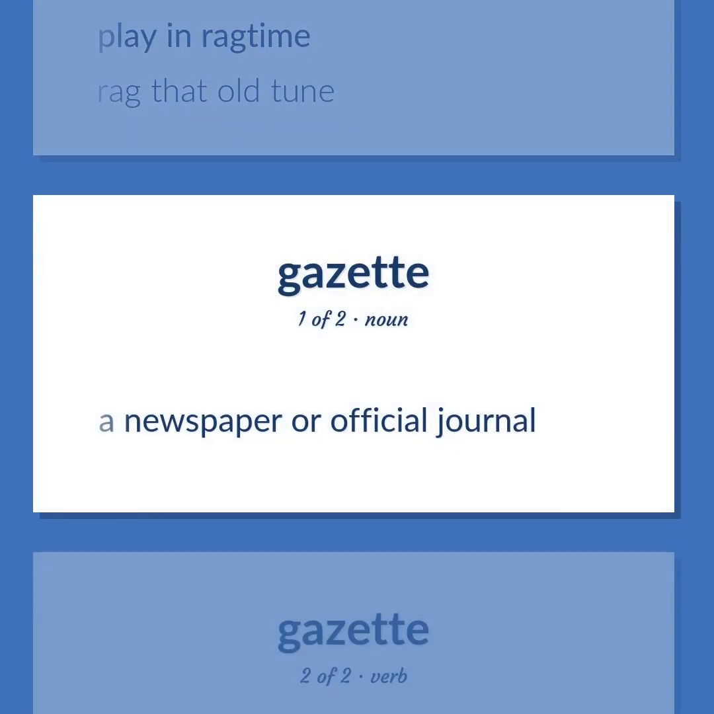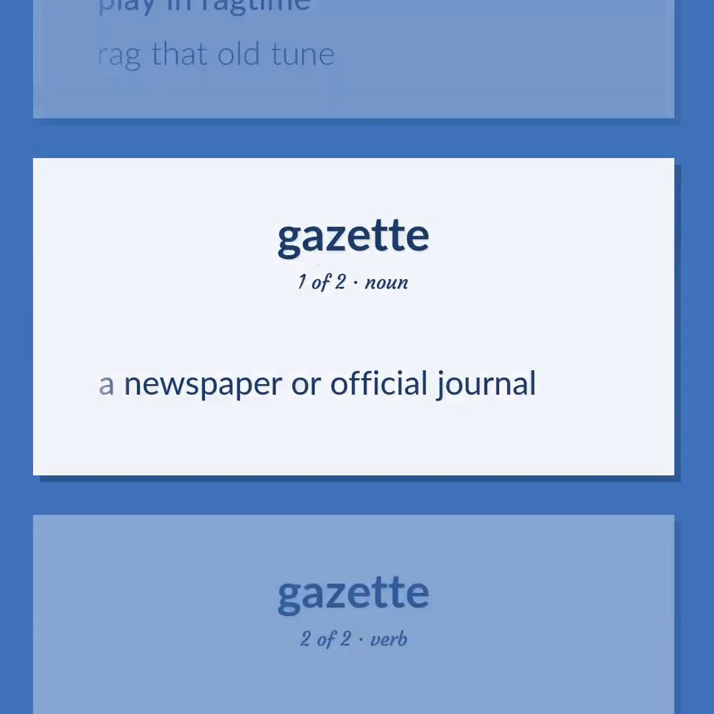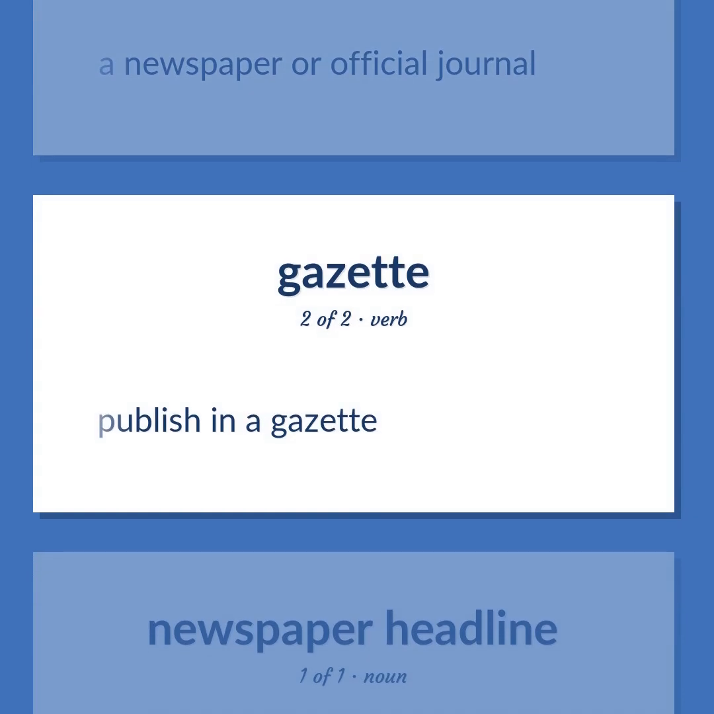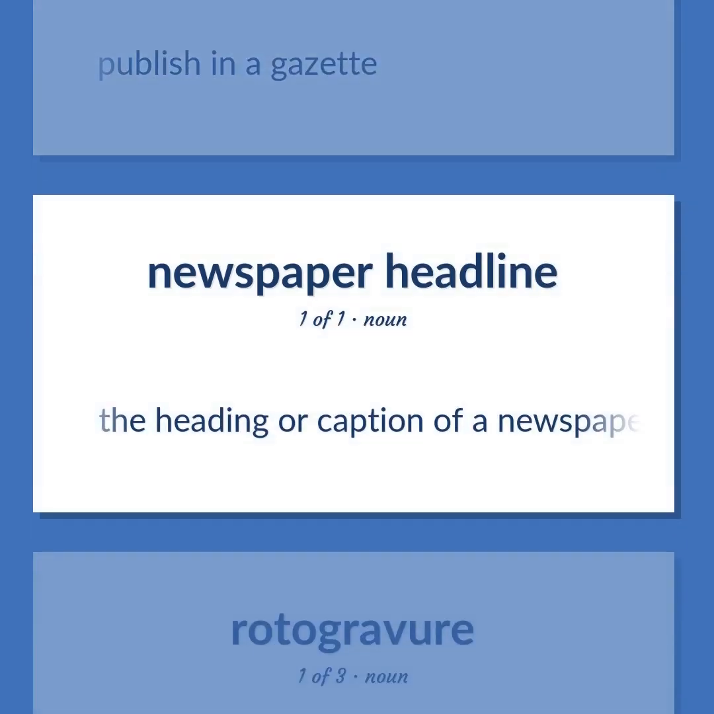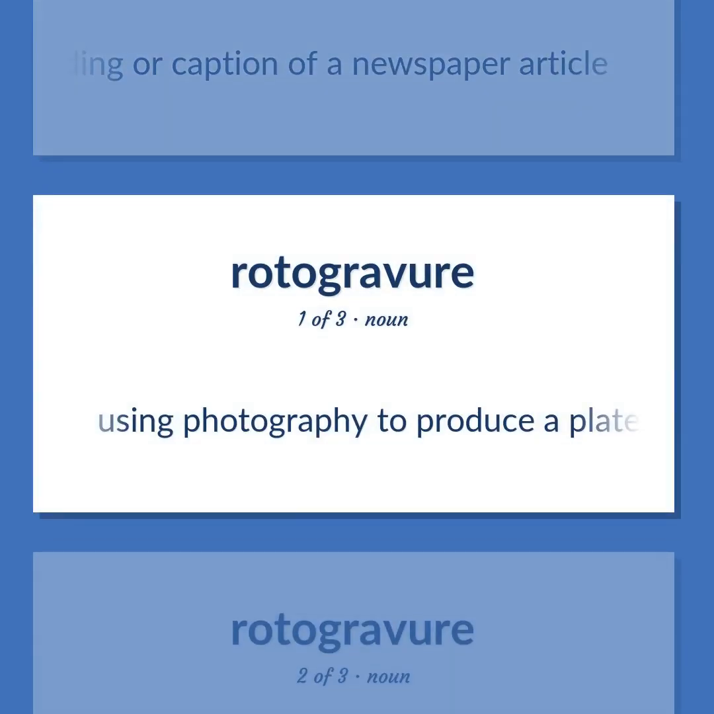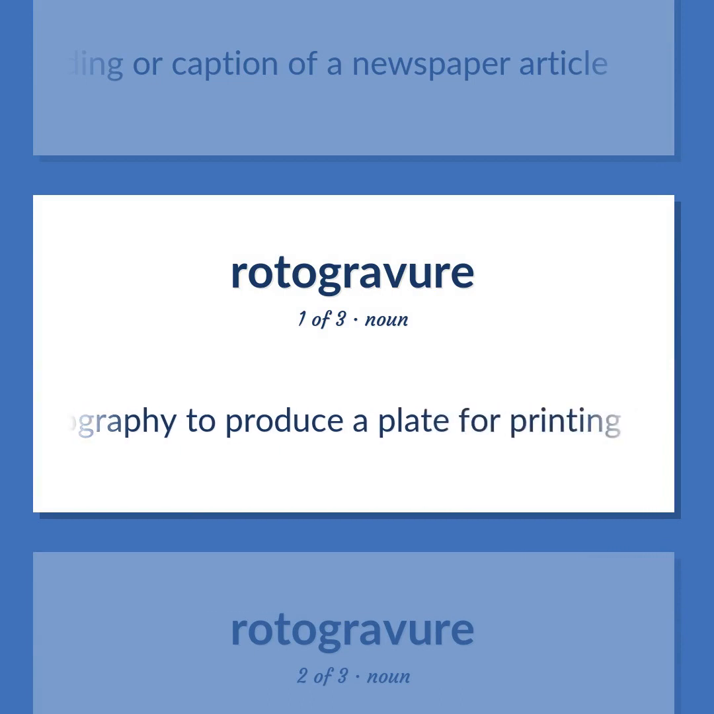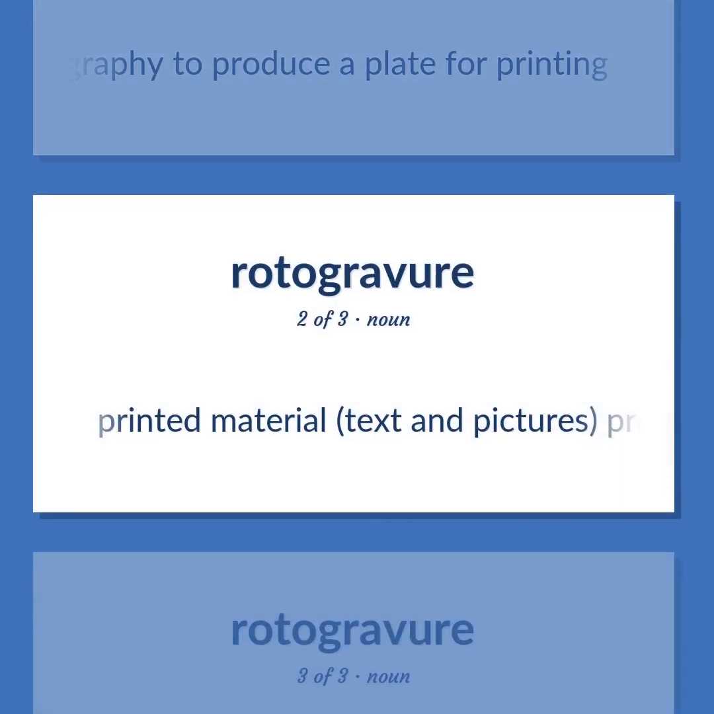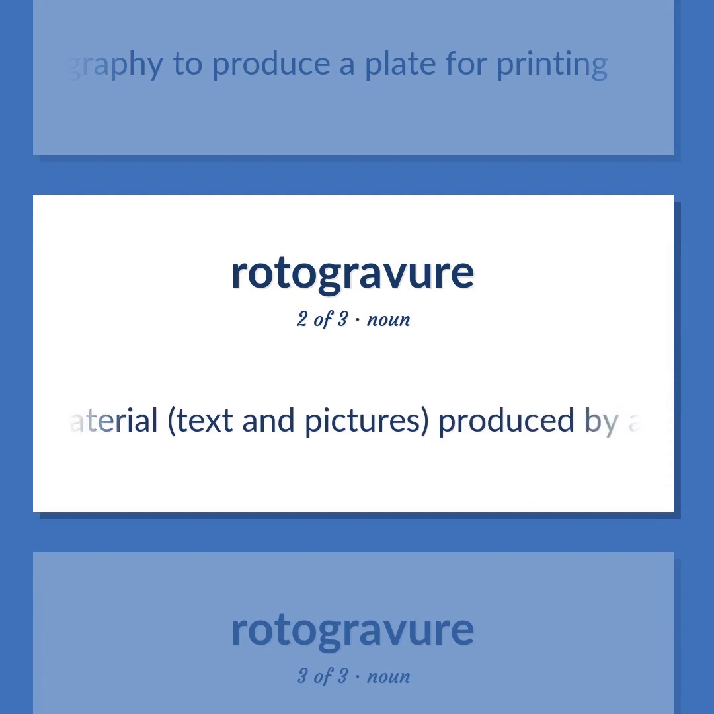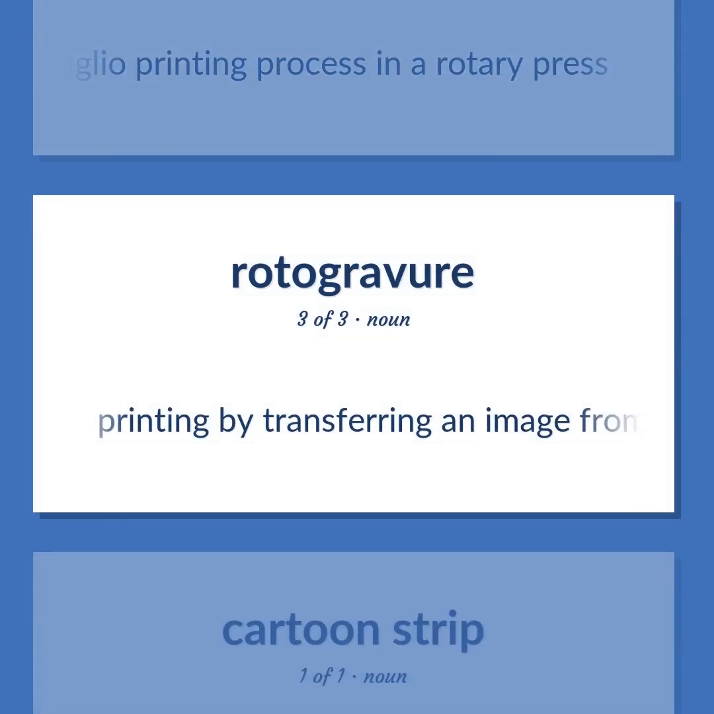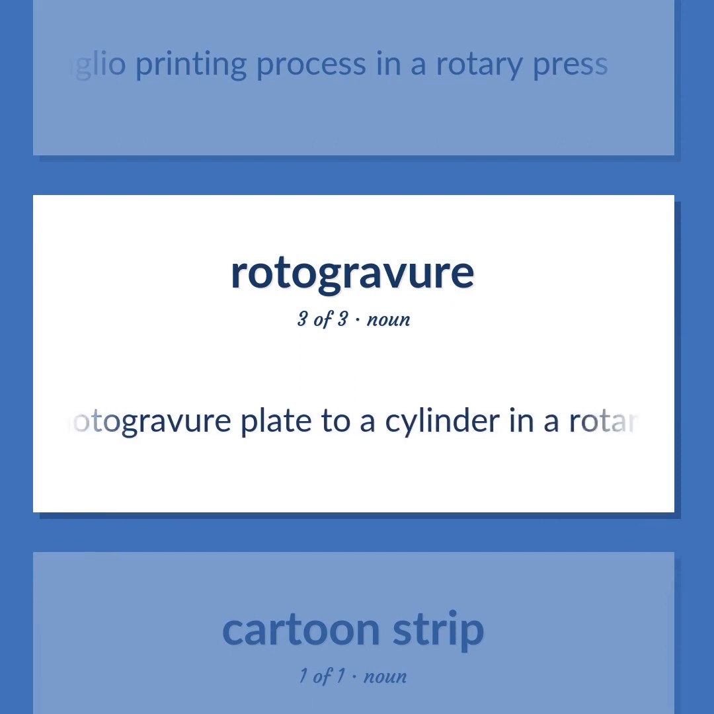A newspaper or official journal. Publish in a gazette. The heading or caption of a newspaper article. Using photography to produce a plate for printing. Printed material, text and pictures, produced by an intaglio printing process in a rotary press. Printing by transferring an image from a photogravure plate to a cylinder in a rotary press.